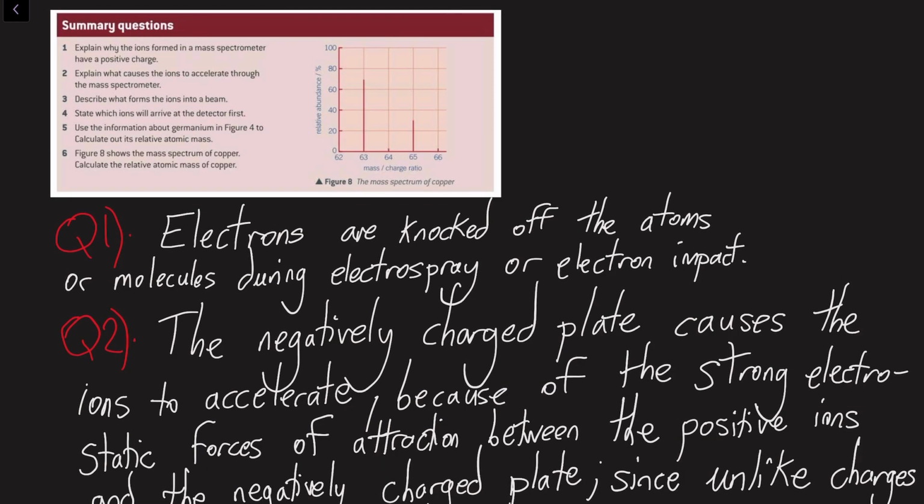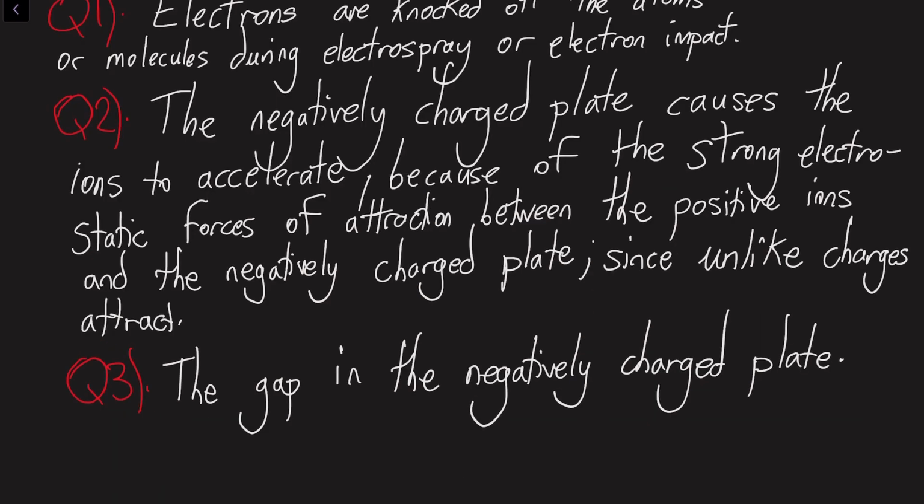Now question 3 says, describe what forms the ions into a beam. Well, the answer to that is the gap or the slit in the negatively charged plates. So when the positively charged ions pass through this gap, that's what converts them into a narrow beam of ions. So this is the answer to question 3.